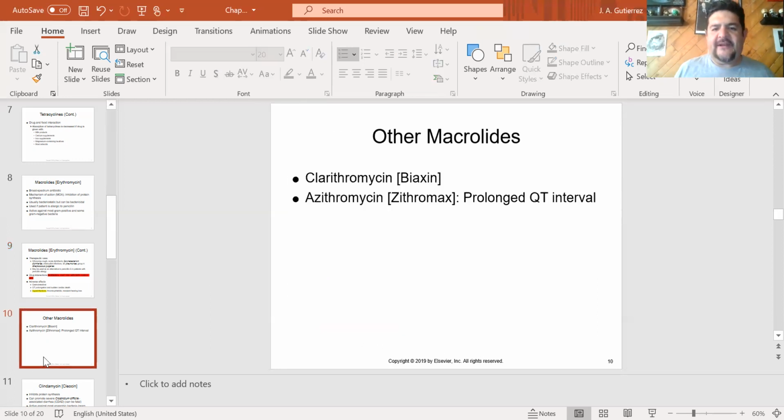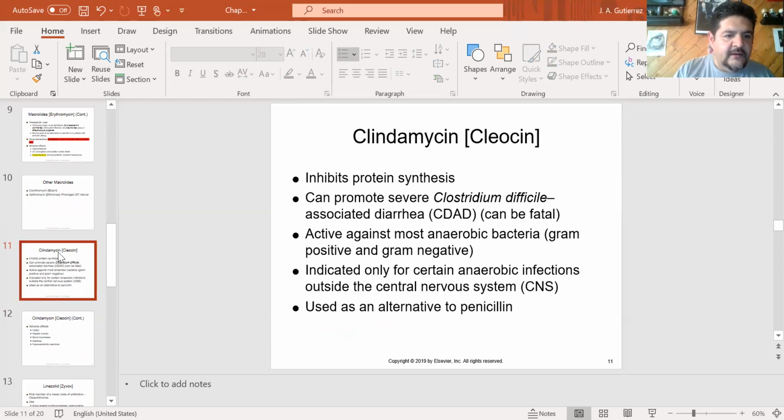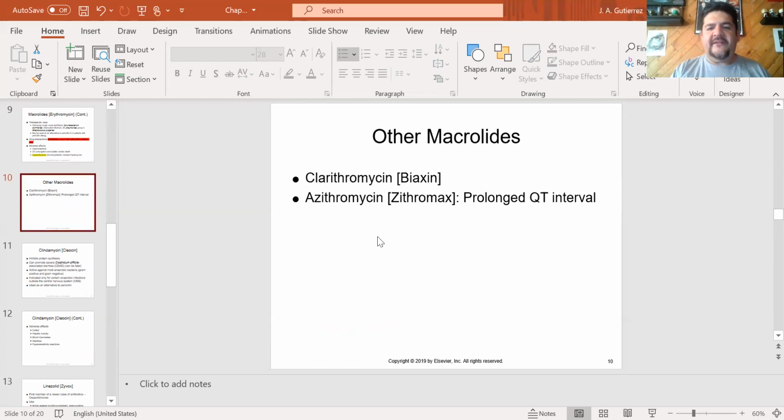The other two macrolides are clarithromycin, and as you can see, they have the mycin ending, and azithromycin, also with the mycin ending. Regarding clarithromycin and azithromycin, same thing, they're heavy on the stomach, and we follow the same indications as erythromycin. Regarding azithromycin, the highlight is that this antibiotic is used only for 5 days, once daily.